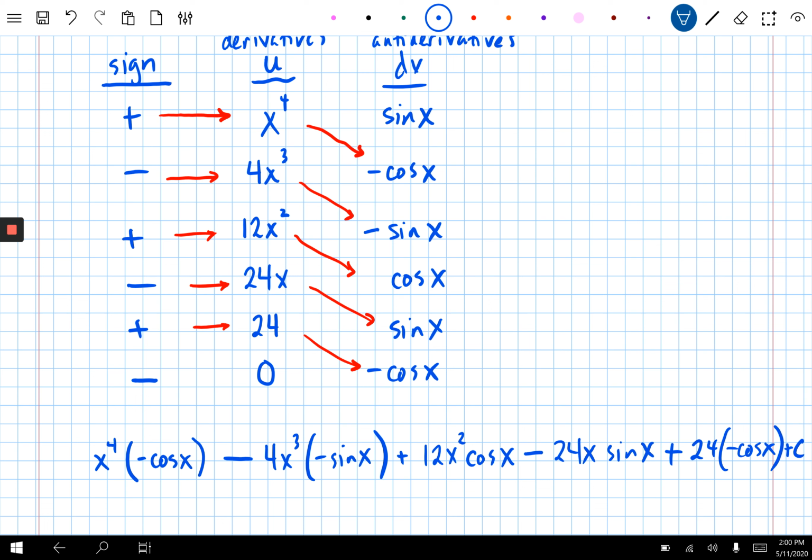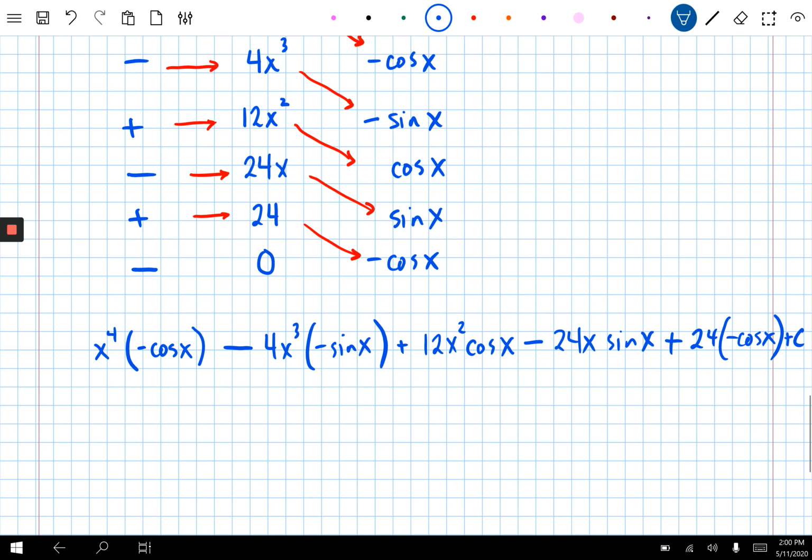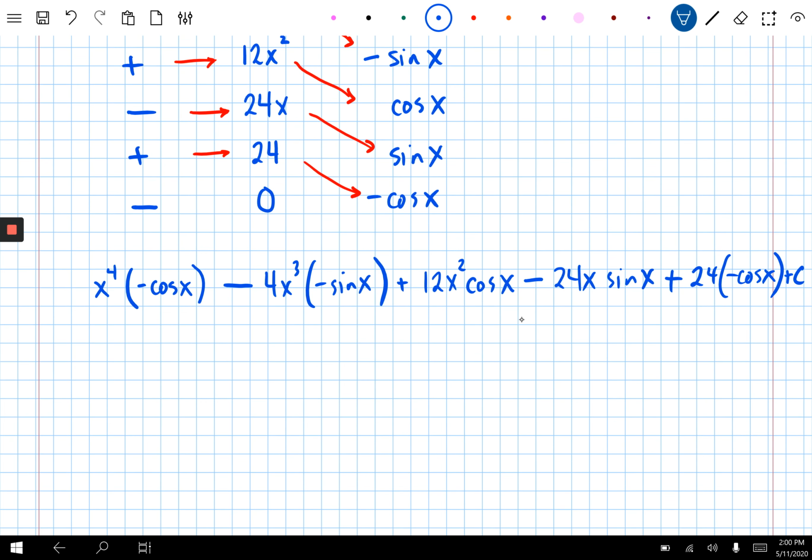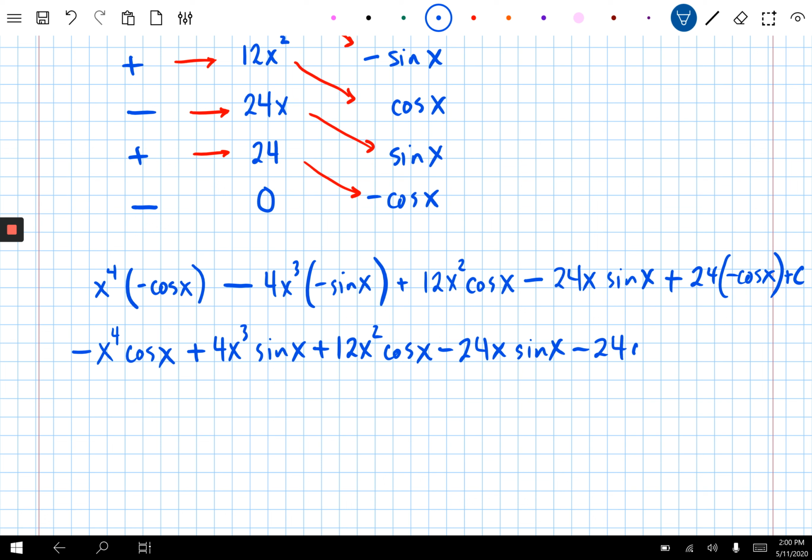All right, then we should clean that up because that's looking not good. x to the 4th times negative cosine. Let's put the negative out front. All right, then this is going to be plus 4x to the 3rd sine x plus 12x squared cosine of x minus 24x sine x minus 24 cosine of x plus c. Final answer.